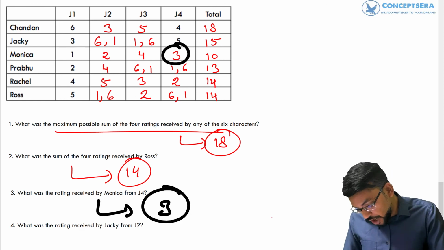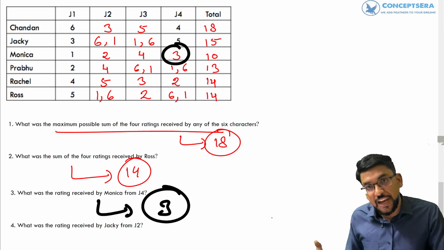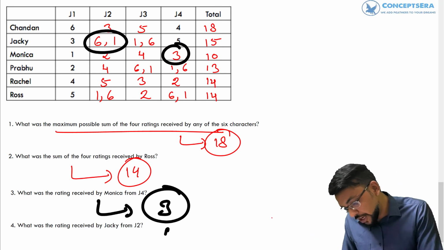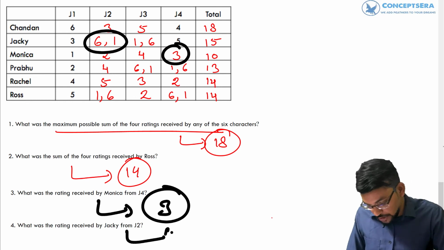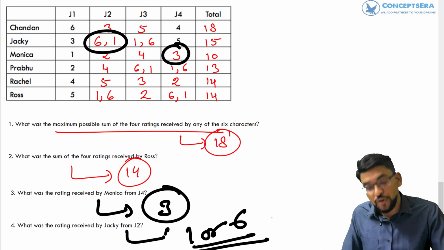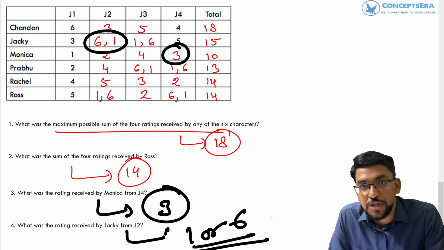And the last question, what was the rating received by Jackie from J2? If we look into Jackie and J2, then we are not able to decide. So the answer for this question will be either 1 or 6. So these are the correct answers for this particular question.